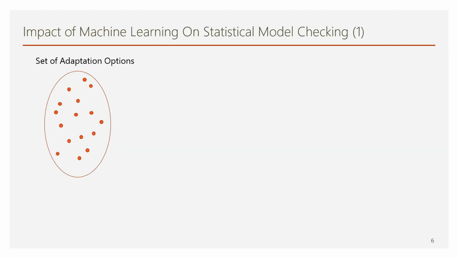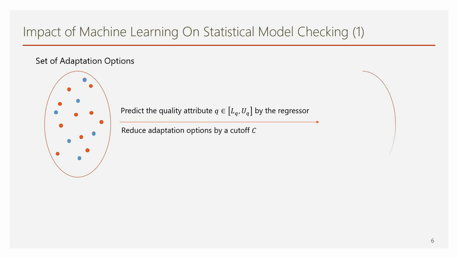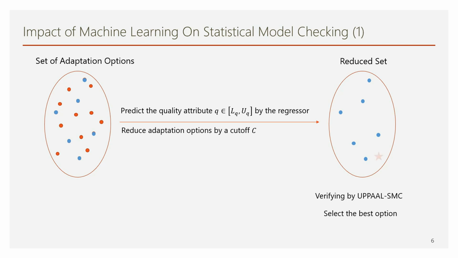Okay, now let's see what happens when applying machine learning to reduce the size of the adaptation space for the verification. Based on the pre-training data, the regressor predicts the quality attribute Q for all adaptation options. Then, based on the prediction results, all configurations whose quality value is predicted to be less than a cutoff value are included in the reduced adaptation space.